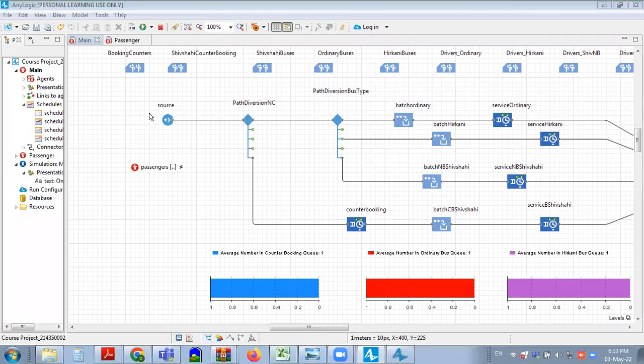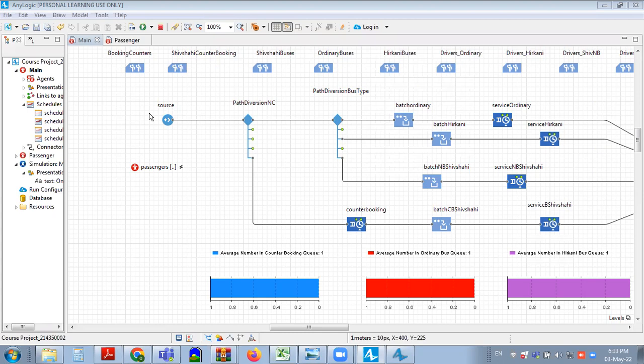Hello all. In my project work, I have tried to understand the fleet management of one of the state transportation depots of MSRTC, that is Maharashtra State Road Transport Corporation. The route chosen was Kolhapur to Pune. This is one of the busiest routes as far as public transportation of Maharashtra is concerned.